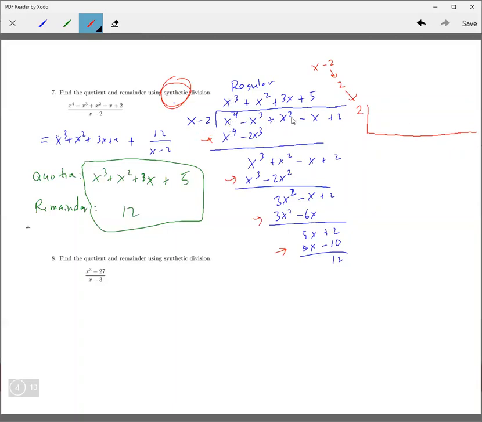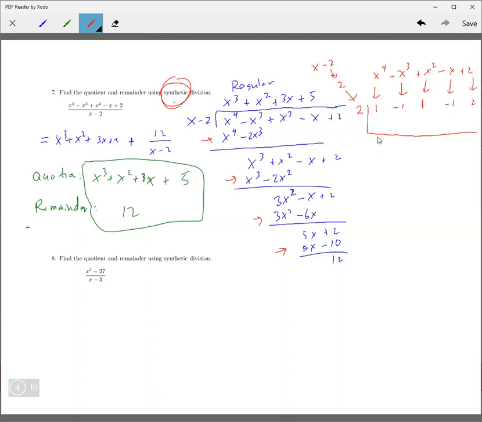And then for these guys in the numerator, you put just the coefficients. So this means this is from x to the fourth. Okay, so x to the fourth minus x cubed plus x squared minus x plus 2. That gives you 1, that gives you -1, that gives you 1, this gives you -1, this gives you 2. Okay.